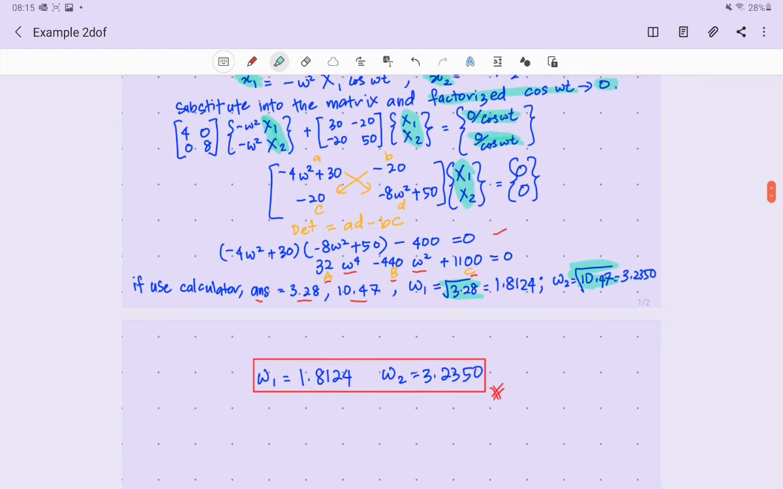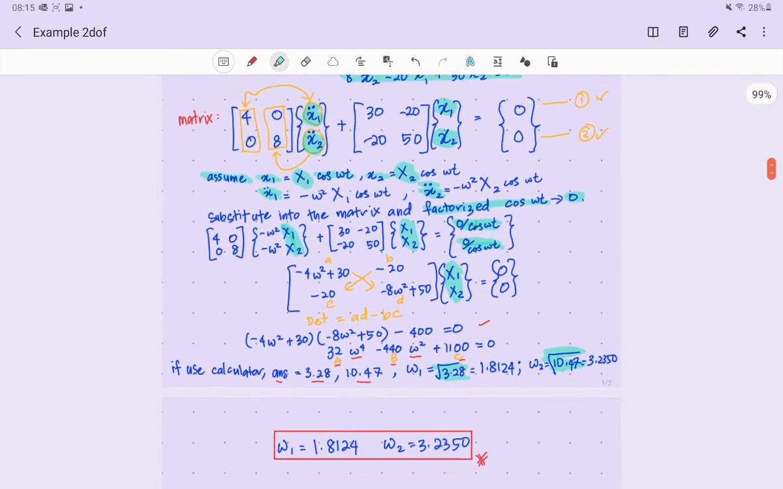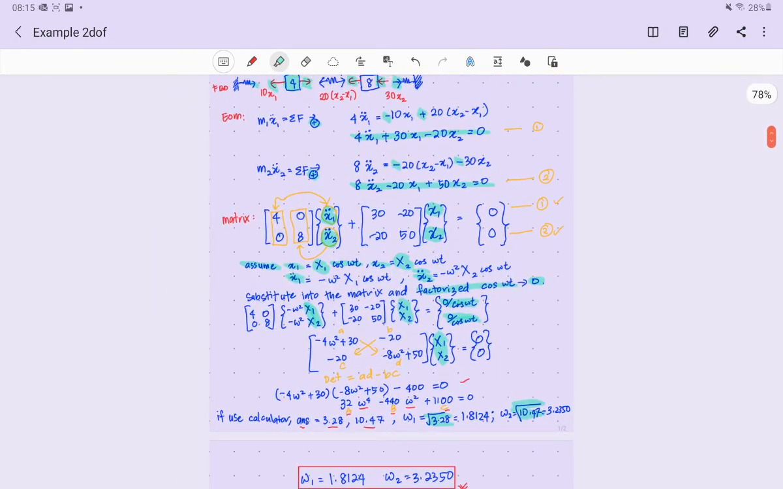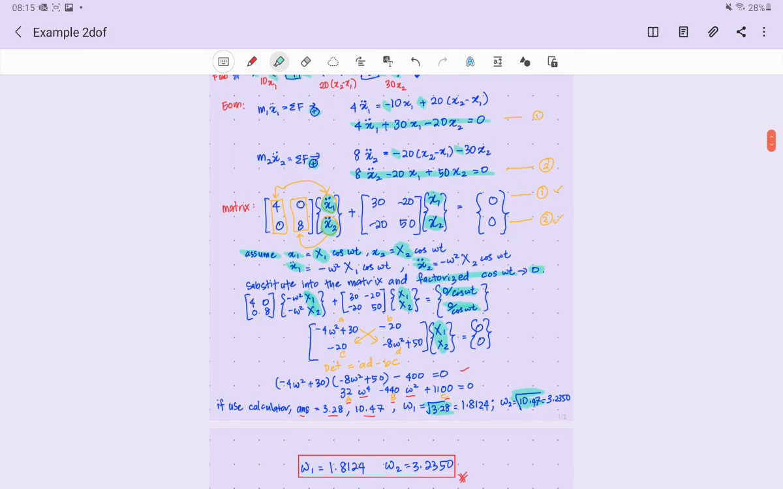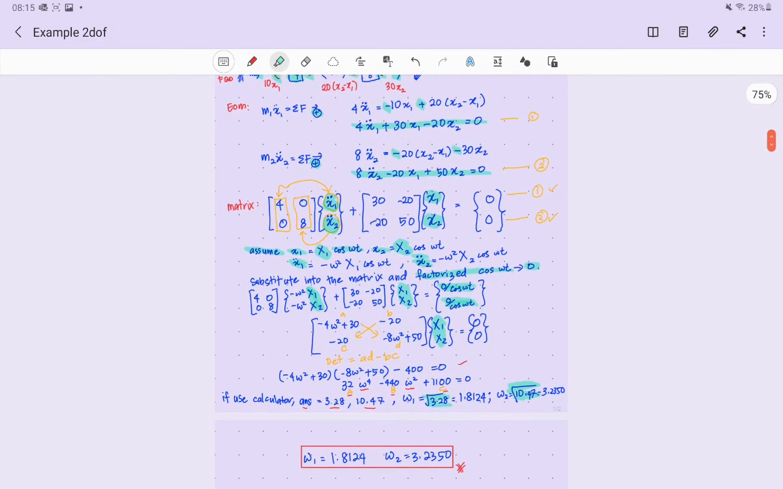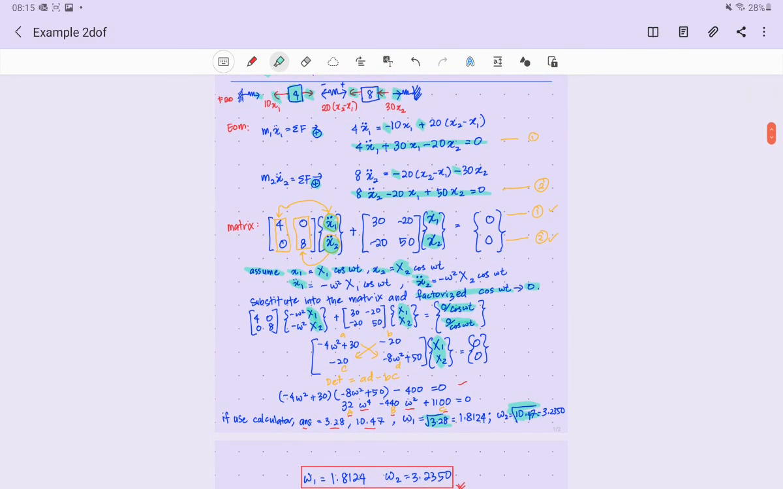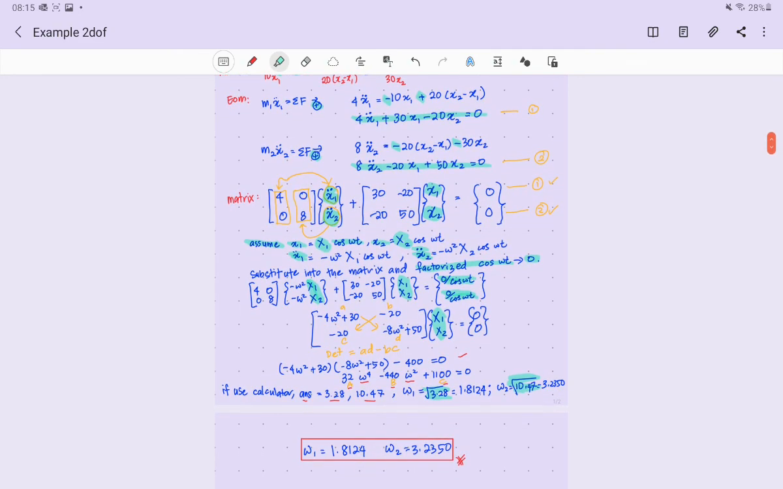So I guess that's all. We're going to see after this how you calculate your mode shapes. You can see these are all the procedures to calculate the natural frequencies. After that we're going to calculate the mode shapes.